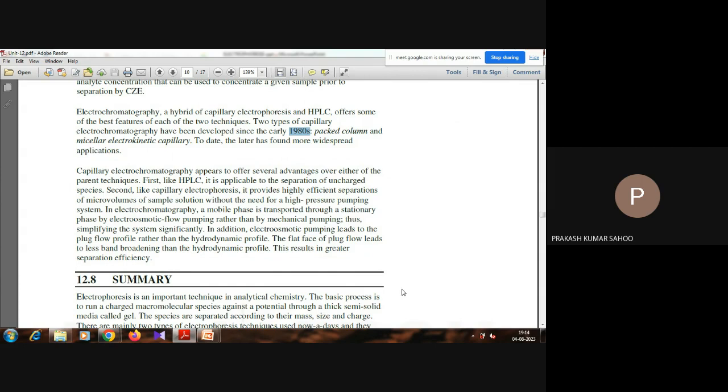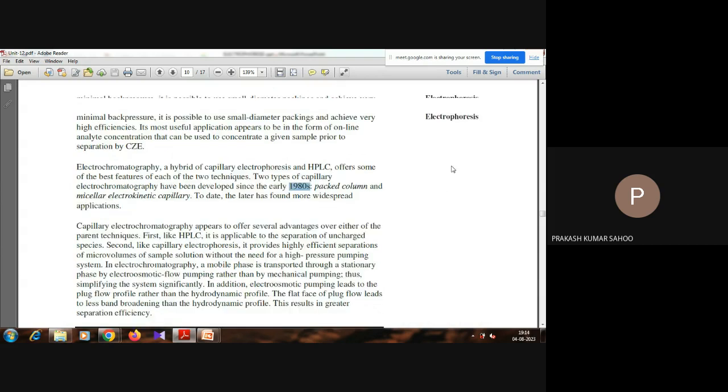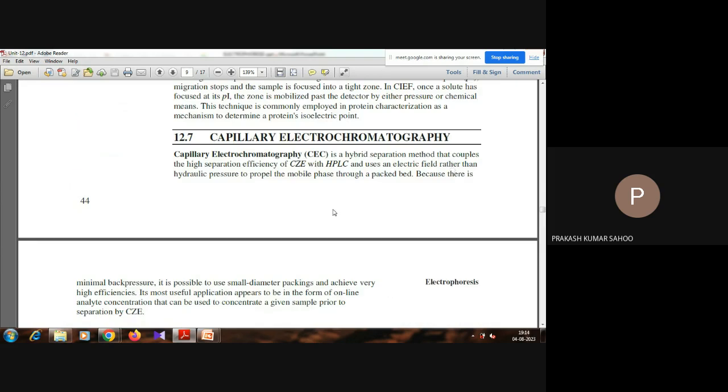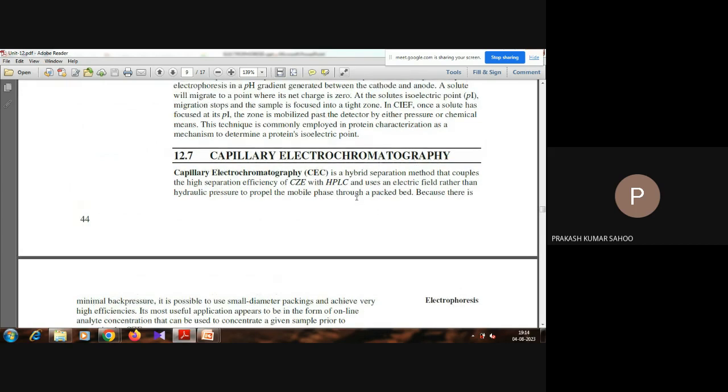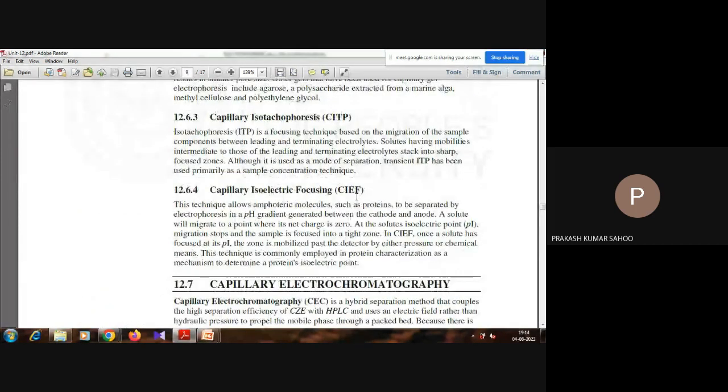In addition, electroosmotic pumping leads to a plug flow profile rather than a hydrodynamic profile. And the flat face of plug flow leads to less band broadening than the hydrodynamic profile. This results in greater separation efficiency. So you have to remember many things in this unit of membrane separation as well as electromigration, that is electrophoresis.